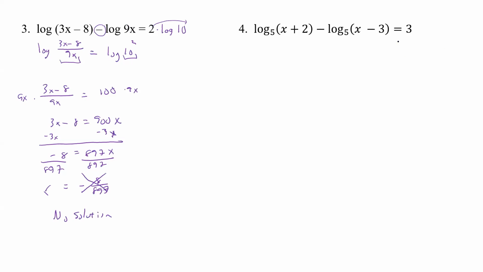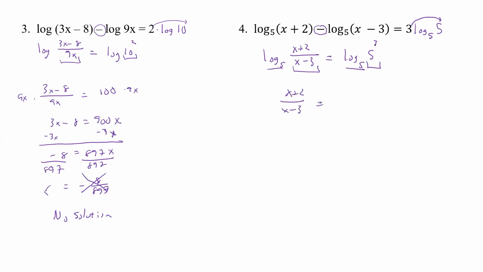Well, what does this one do on the right? Well, in this one, we have log base 5. So that's going to be log base 5 of 5. Okay. And then we're going to have to take that up here. And so now we have, again, a difference. So it's going to be log base 5 of x plus 2 over x minus 3 equals log base 5 of 5 to the third. Now we've got log base 5, so we can set that equal to that.